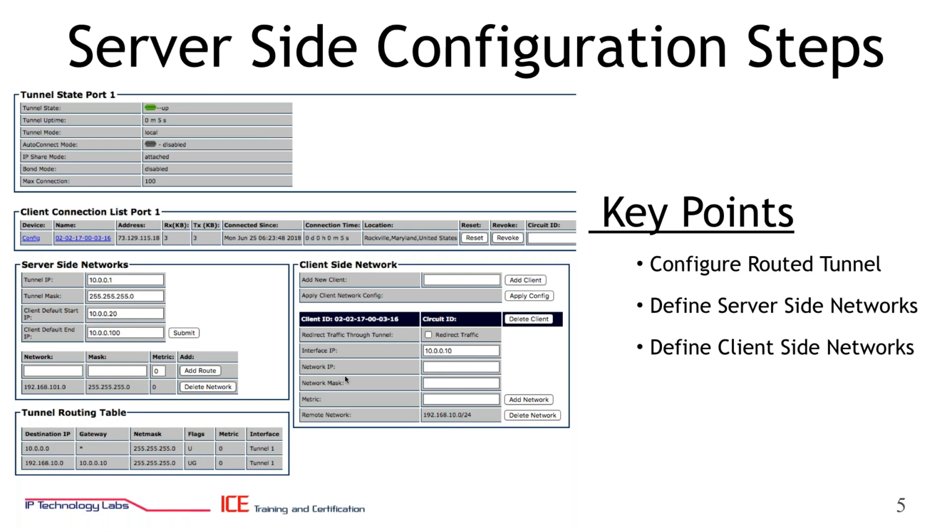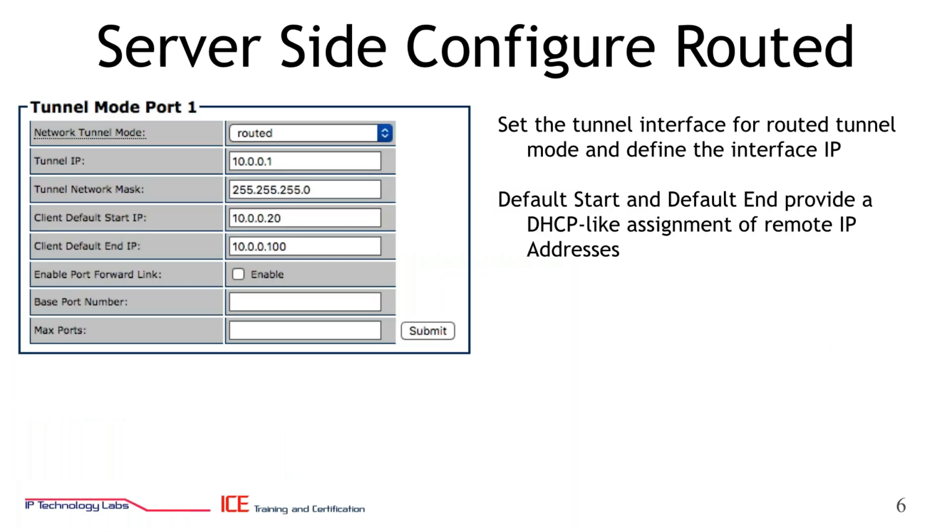Now within here, we can go in and add multiple networks for the client. We can also assign metrics to it. So I can have 5 different networks on this client-side device and have all 5 of those listed in here. And that tells the server, if you need to reach any of these networks, just forward that traffic to 10.0.0.10 and the client device will take care of it.